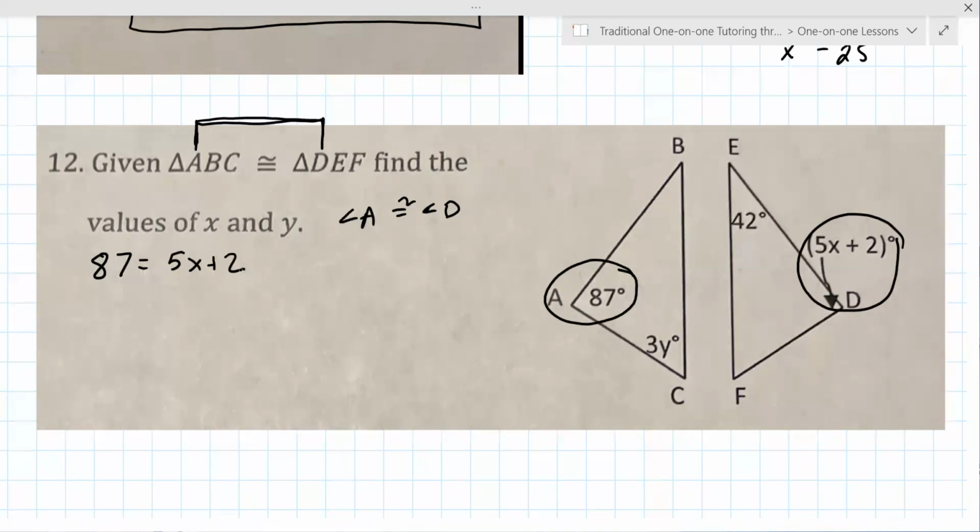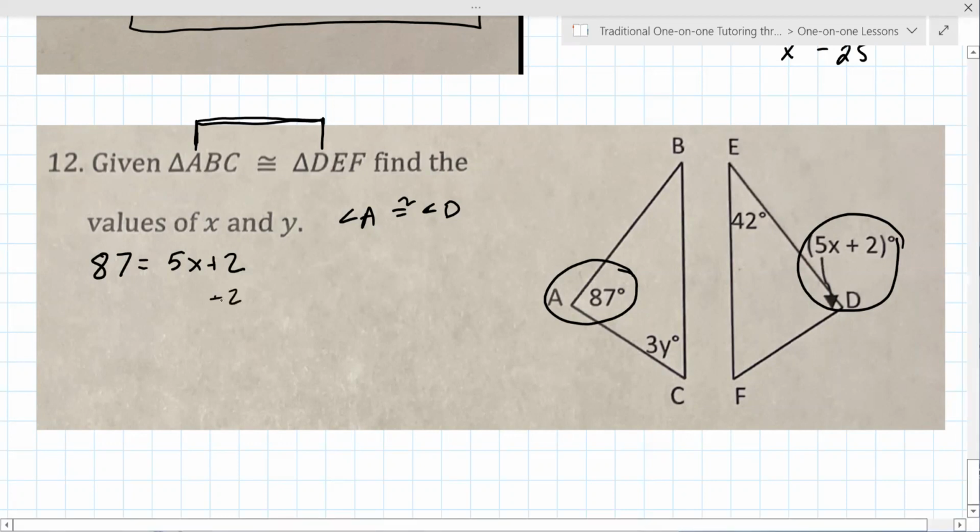So you have to solve that for X. That's why we worked hard all summer on solving, to get you ready for this moment. So what you need to do is subtract 2 from both sides of 87. Yeah, and that's going to be 85. Let me write it down.